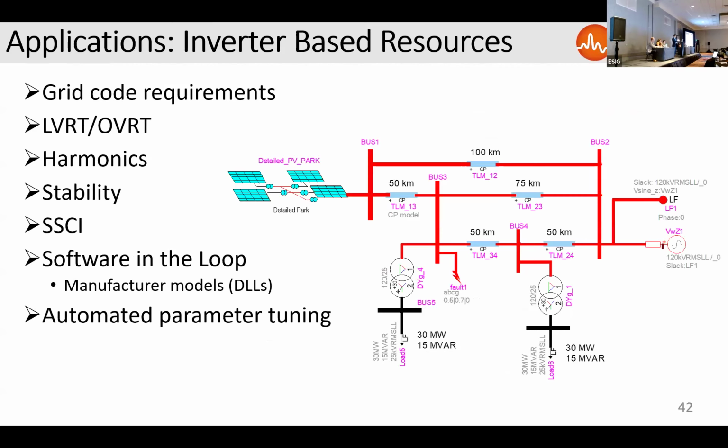The renewables library allows you to use the models for many different things that you need for IBR. So you can do the grid code requirement analysis, LVRT, OVRT, harmonic analysis.